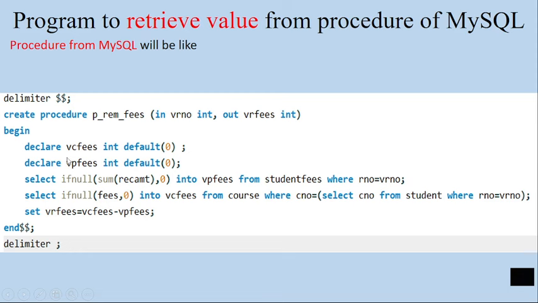If you want to declare variables in the procedure, then those variables we declare after begin using the declare keyword: declare variable name and data type, default is 0. VC fees I am taking as a variable for course fees, VP fees variable for paid fees. And then I am using here if null sum receipt amount. If the student has not paid the fees, you take it as 0. If they have paid the fees, get the sum of amount. Then select fees into VC fees from course where the same statement, and then R fees equals VC fees minus VP fees. I am considering that you are familiar with procedures.